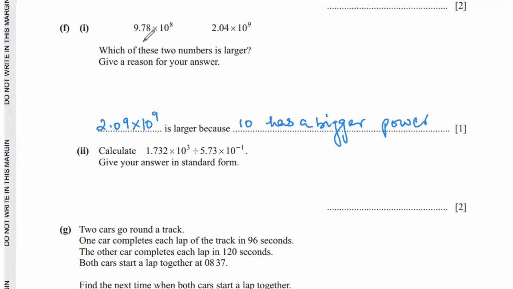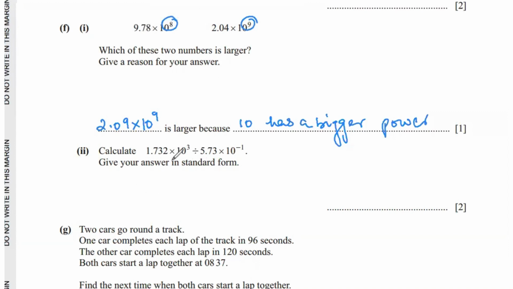Even though if you compare the numbers, you would think 9.78 is bigger than 2.04. But that's not what we're supposed to compare. We're supposed to compare the powers. And for the powers, we can see 9 is bigger than 8, which means this is bigger than the other one.